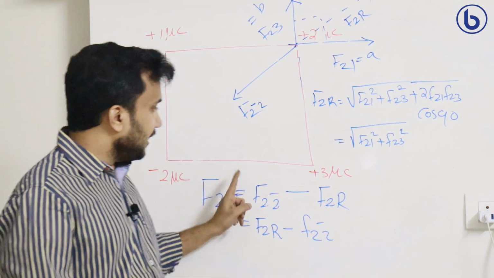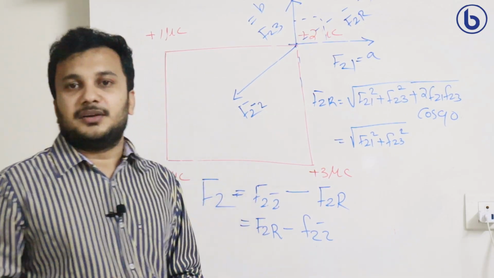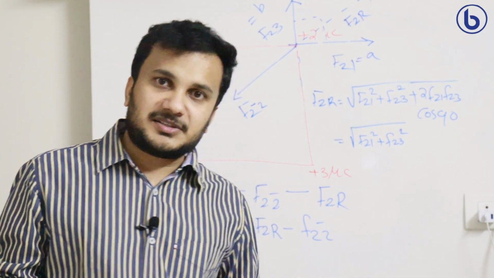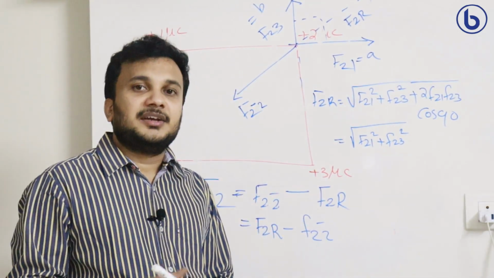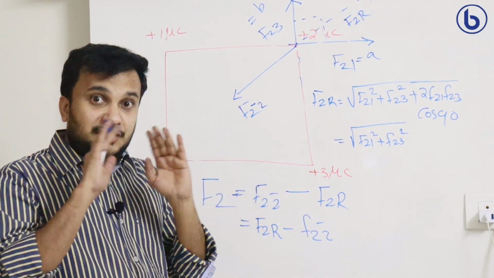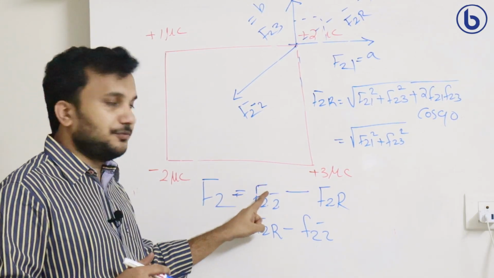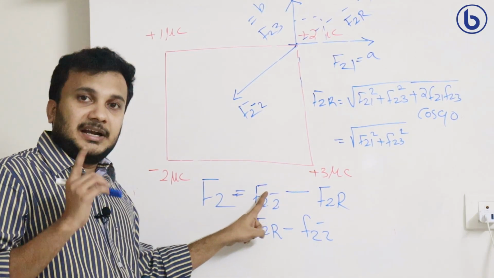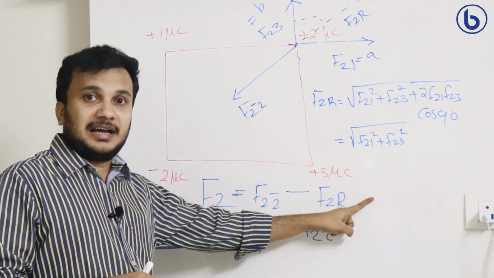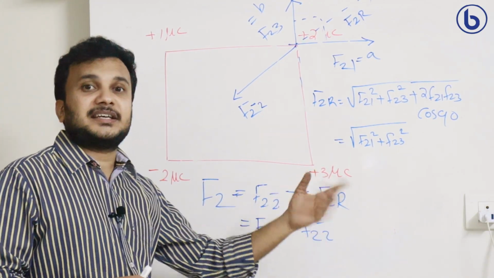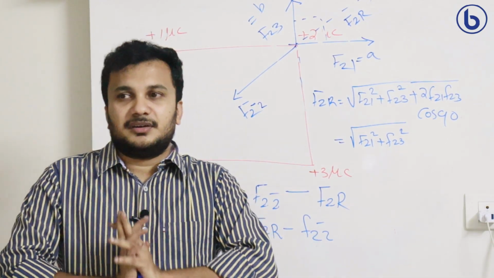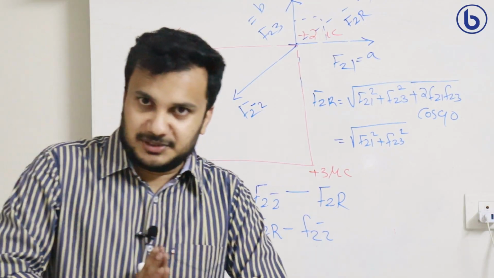So you can do it either this way or this way. Student A will get one answer, and student B will get the same answer but with the opposite sign. If your sign is positive, then your net force, the final force, is in the same direction as your first quantity. And if your answer is negative, then your final force has the same direction as your second quantity. That's the only difference. So I hope you understood the superposition principle.